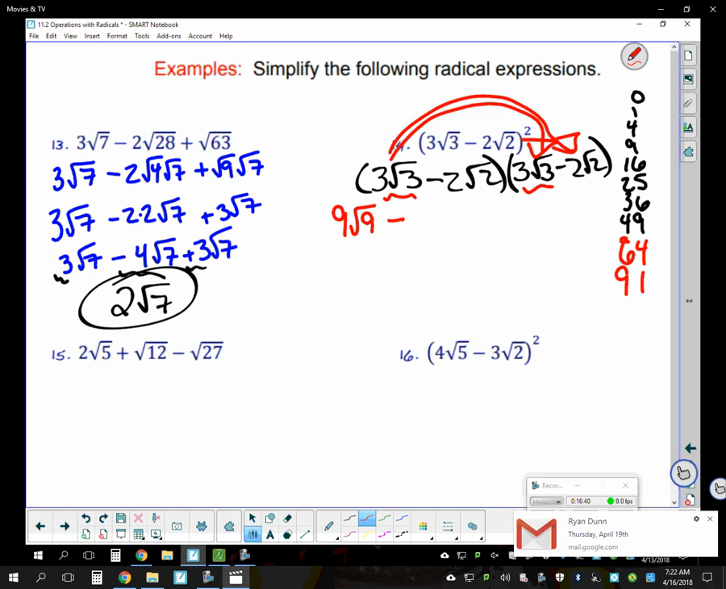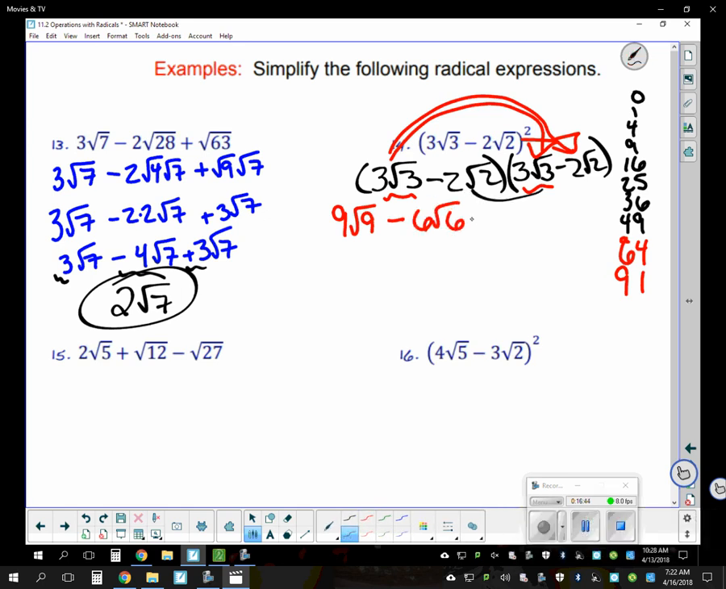2 terms in each one. 3 square root of 3 times 3 square root of 3 is 9 square root of 9. 3 square root of 3 times 2 square root of 2, and then negative 2 square root of 2 times 3 square root of 3, and then negative 2 square root of 2 times negative 2 square root of 2. Hopefully you got all that. Middle terms, the 2 middle terms are like terms, so I'm going to combine those. Those don't cancel. They're both negative 6's, which becomes negative 12. And I just brought my first term and my last term down.